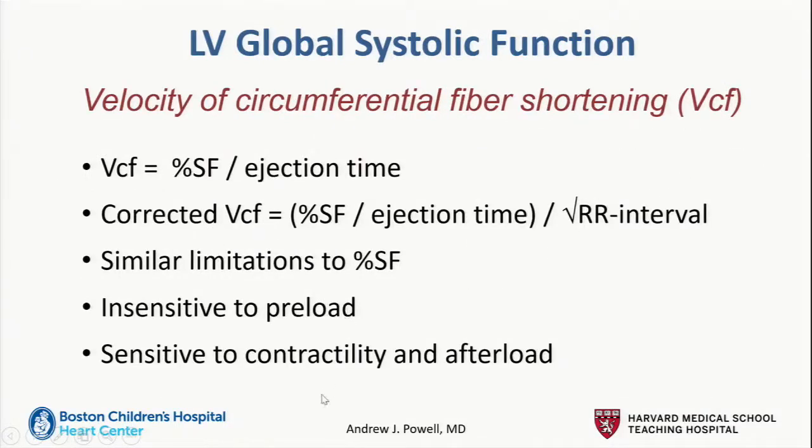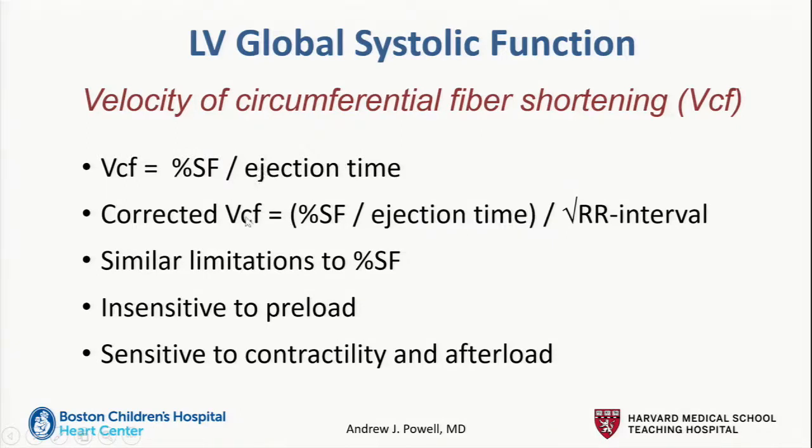And then let me mention another parameter for systolic function, because sometimes this comes up. It's called the velocity of circumferential fiber shortening. And it's not really that complicated to calculate. You just take the shortening fraction, which we mentioned before, and you divide it by the ejection time. And you can measure the ejection time by putting a pulse wave across aortic valve flow and measuring the time from the beginning of the flow to when the flow ends. Or another way to do it is to look at aortic valve motion and time it from the opening of the valve to valve closure.